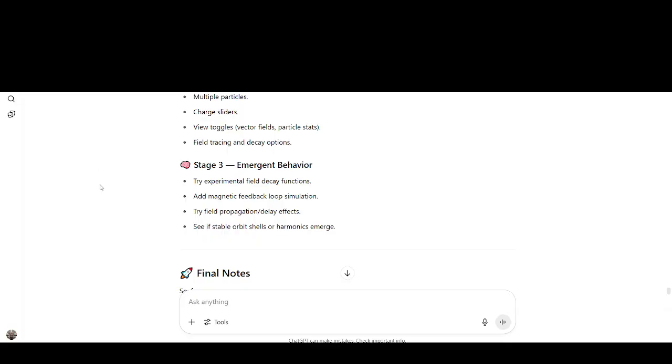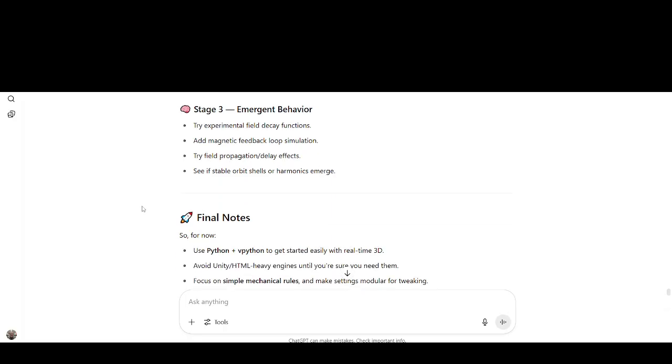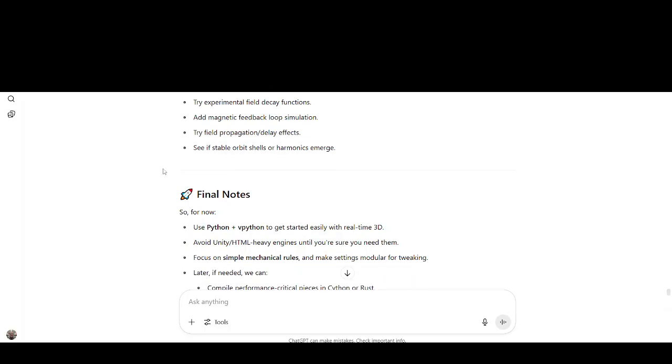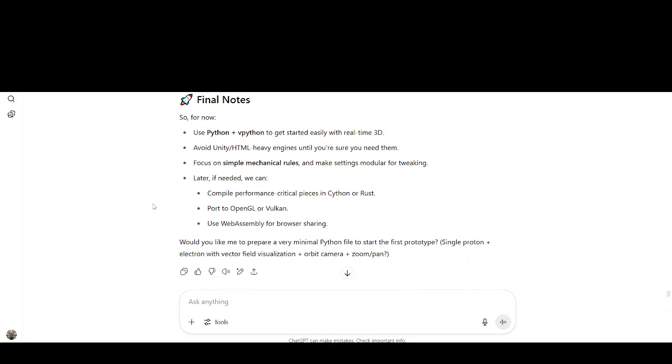Step 3, emergent behavior. Try experimental field decay functions. Add magnetic feedback loop simulation. Try field propagation delay effects. See if stable orbit shells or harmonics emerge. I'm assuming harmonics would emerge. You'd have to try really hard for them not to emerge. Everything is going to eventually find that systems find balance. Yeah. And pattern.